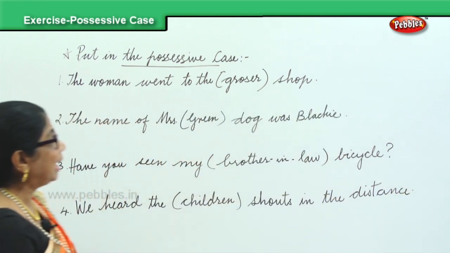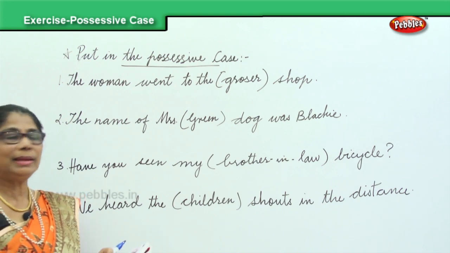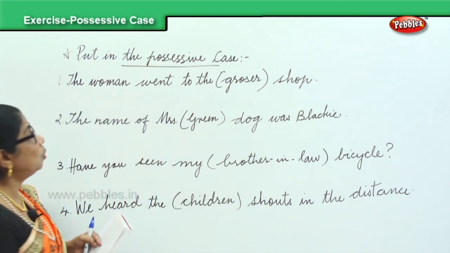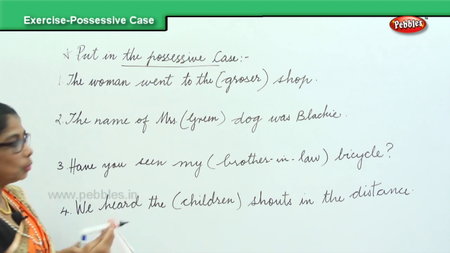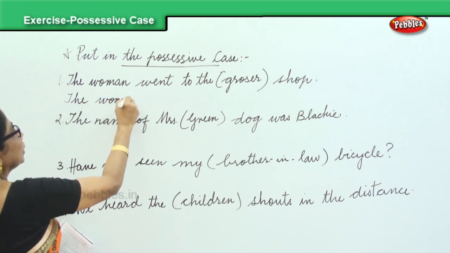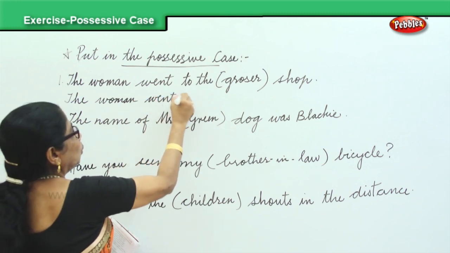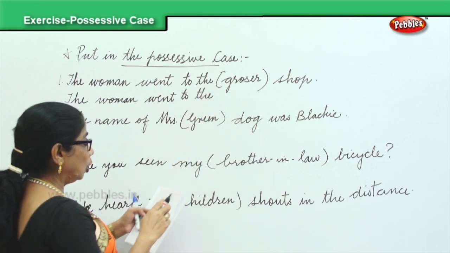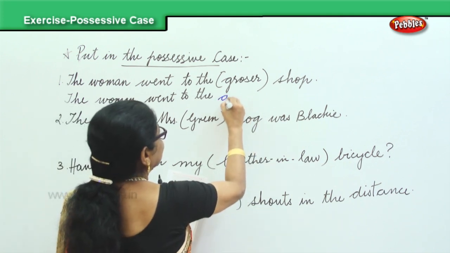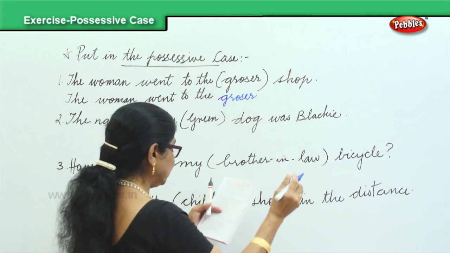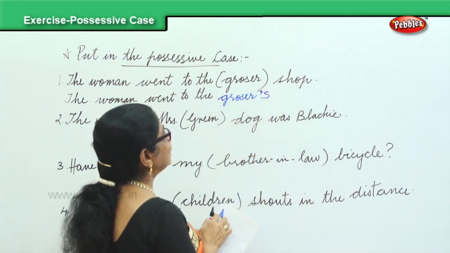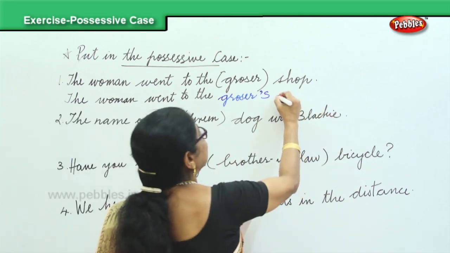Now I have 4 sentences for you, and we need to rewrite them to make the possessive form. Okay? The first one we have here is, the woman went to grocer shop. So what will you write? The woman went to the grocers. Put an apostrophe outside and you will write, the woman went to the grocer's shop.